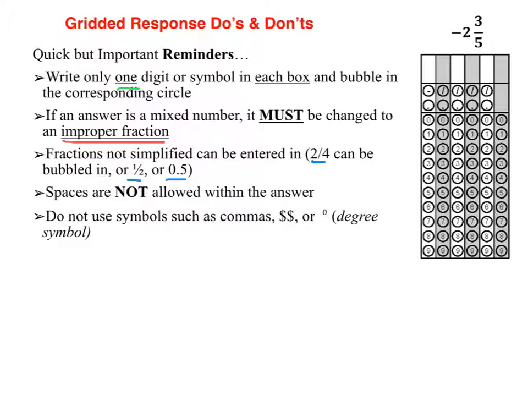So let's first take a look at this example. I need to convert this mixed number into an improper fraction before I can grid it in. So 5 times 2 is 10, plus 3 is 13, but it's a negative. So it's negative 13 over 5. So into the grid, I'm going to put negative 13 slash, for my fraction, 5. So I bubble in the negative, the 1, the 3, slash, 5, and there's my answer.